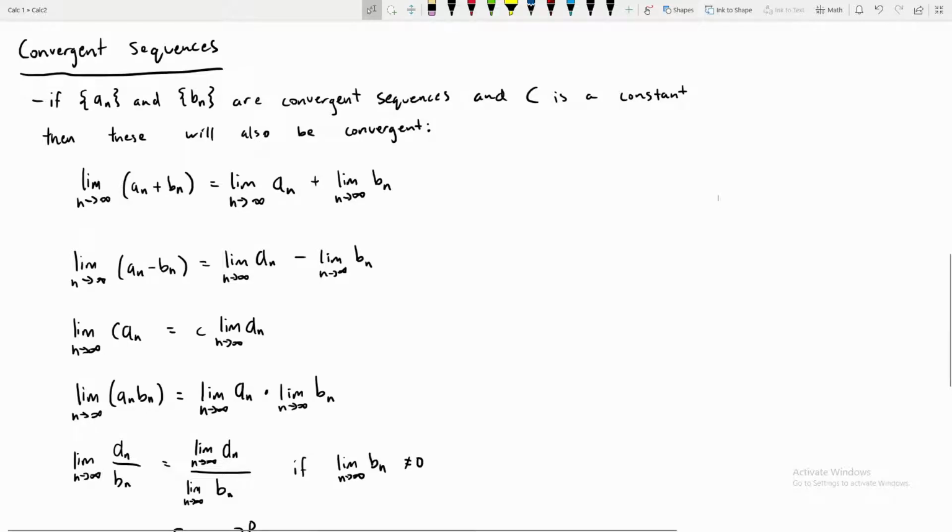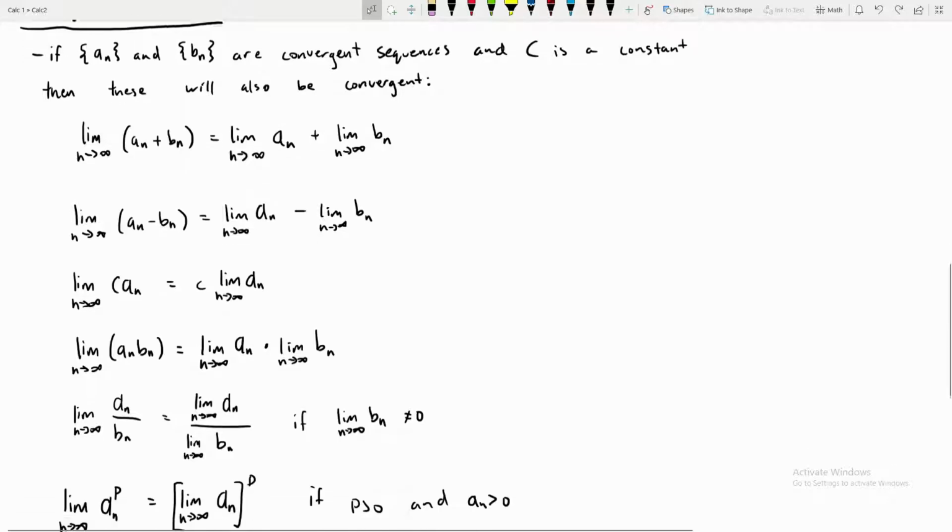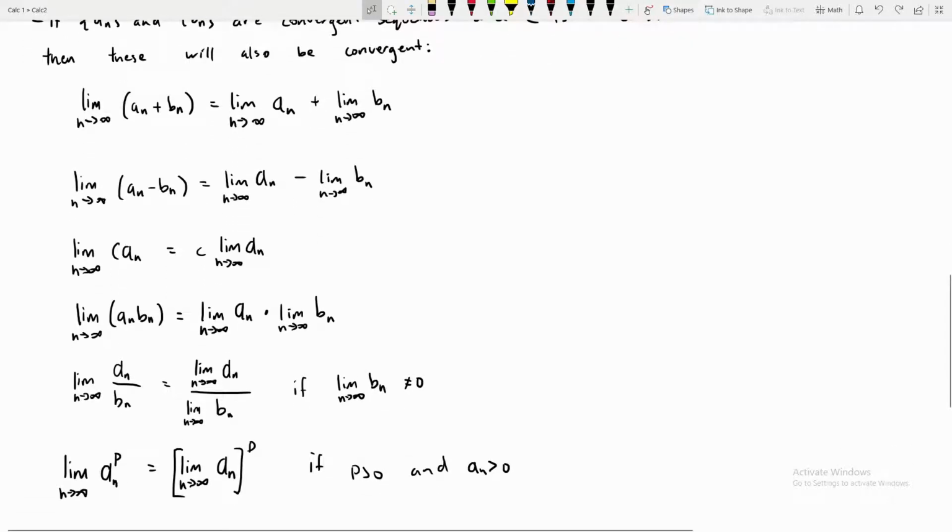So we assume that we have these two convergent sequences, A of n and B of n. The important thing is that they are both convergent, otherwise these laws do not hold. And then we assume that there's some constant called C. Any combination of these laws will give us convergent sequences as well. So if we have the addition of two sequences, that will also be convergent.